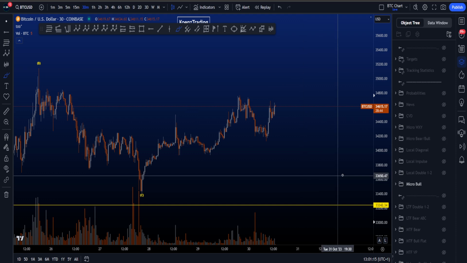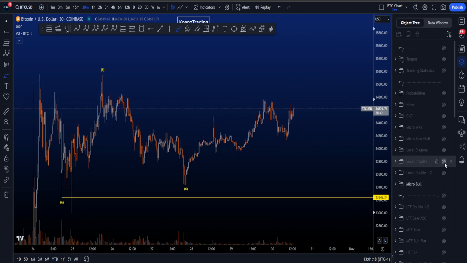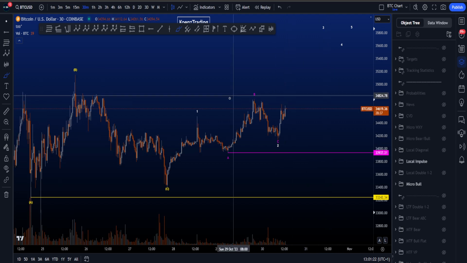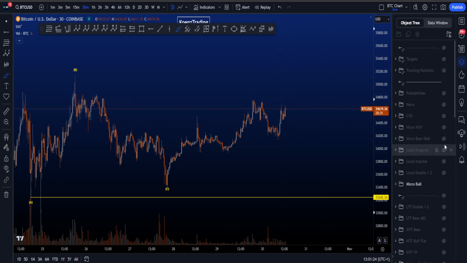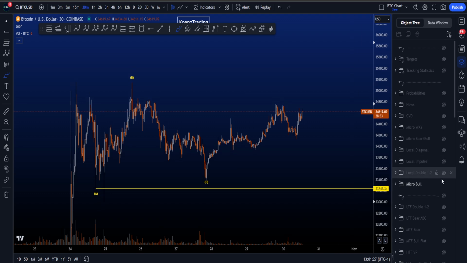So when we look at these probabilities, then the probabilities are at the moment between the double 1-2 and the local impulsive structure with the running flat in wave 2. Not pretty, but sometimes that is the way it is.